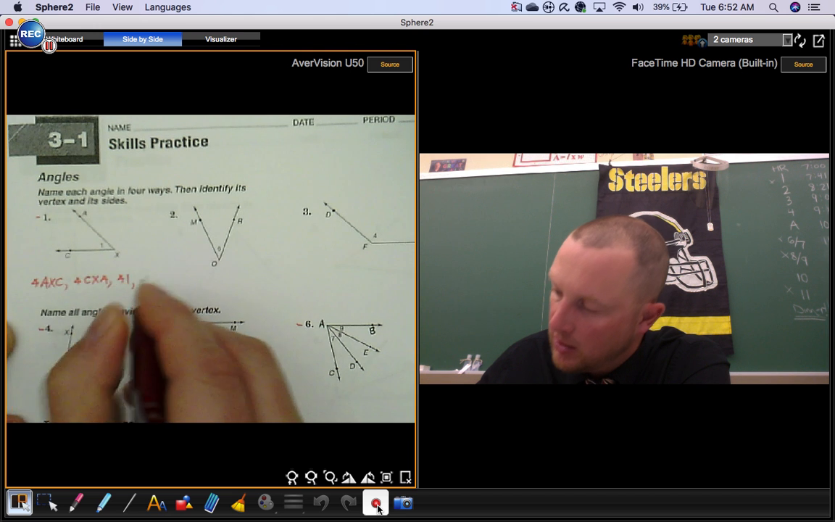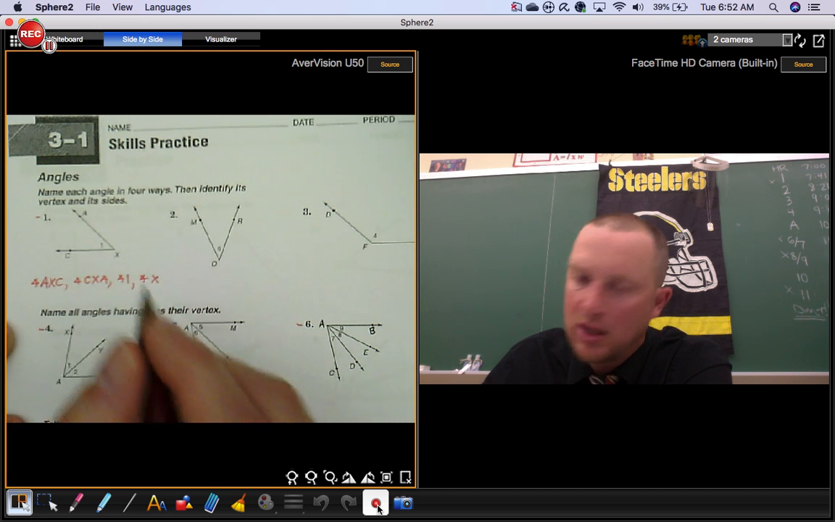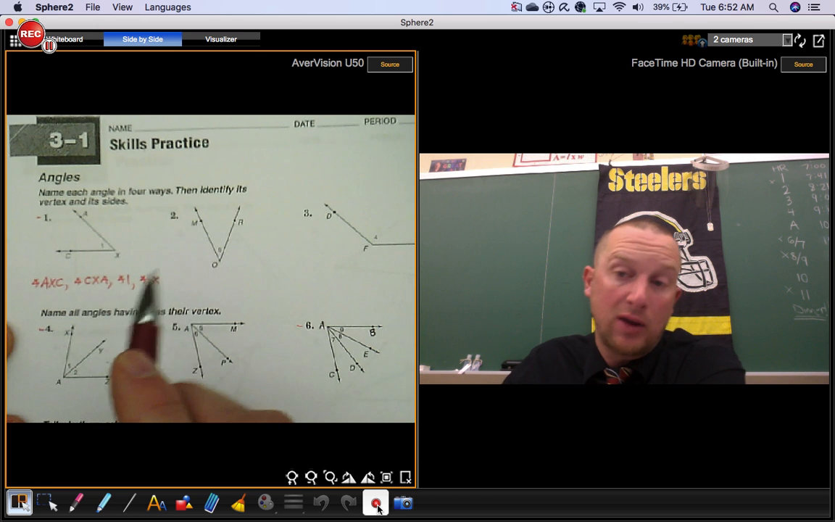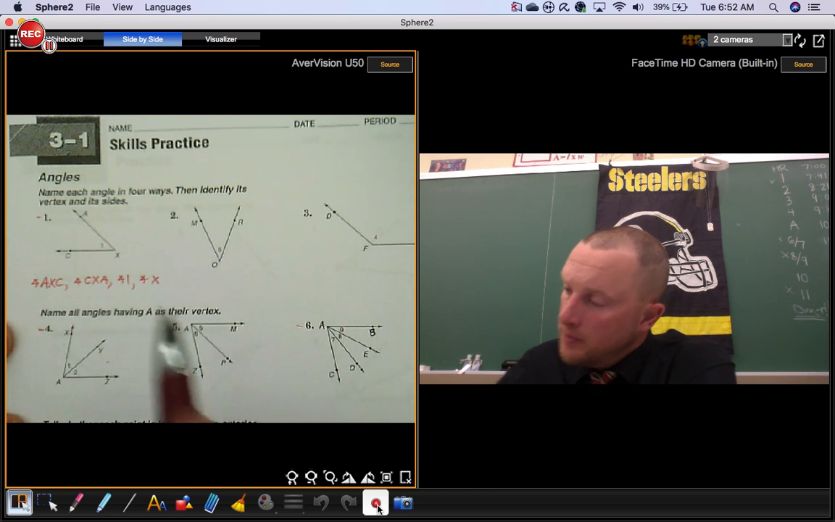You can also name it angle 1 because there's a number there, or since there's only one angle, you can name it as the vertex. You can call it angle X. So those are your 4 angles.